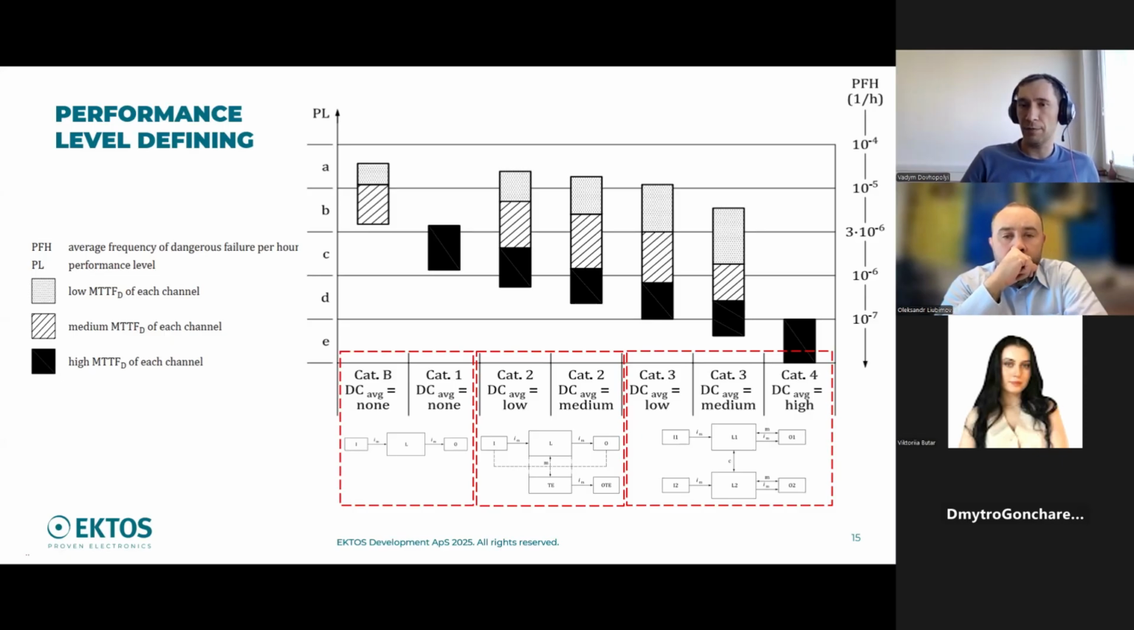And at the beginning of development, using this scheme, you can approximately identify what architecture could be used here to reach the required performance level. So I think this is a very good picture and technique to avoid overcomplication and to find the right architecture.